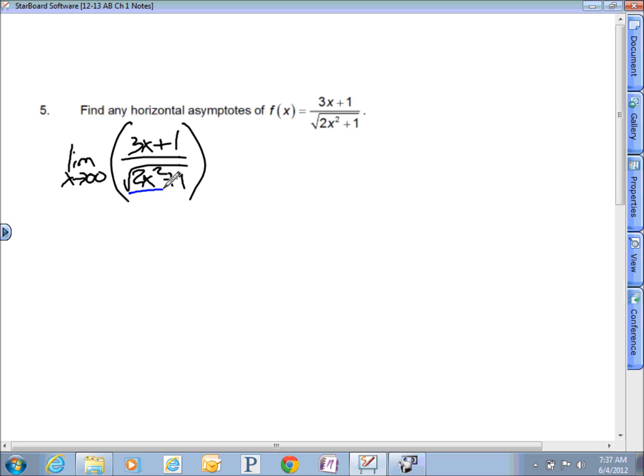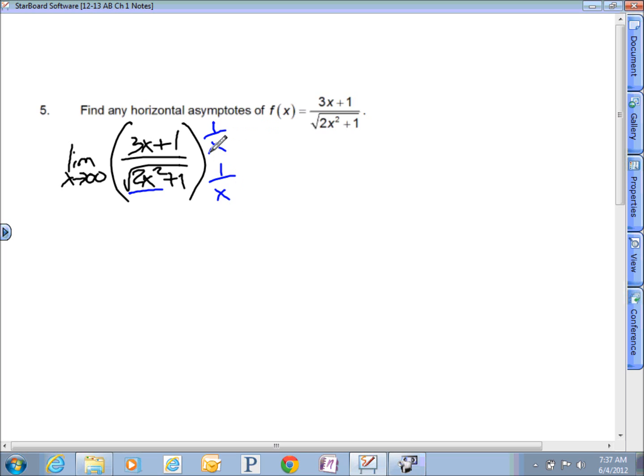Same scenario. Locate the highest power of x in the denominator. The thing that gets a little tricky about this one is you've got a square root with it, because we look at it and we go, oh, x squared is the highest power, but we've got a square root on it. So what does that mean? It looks like the highest power of x in the denominator would be x to the first.